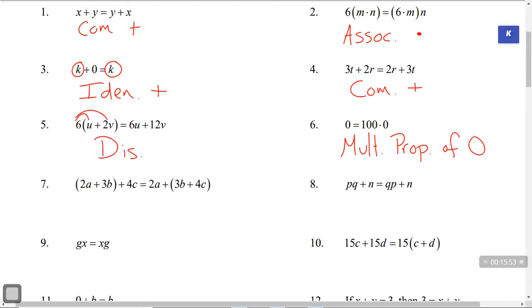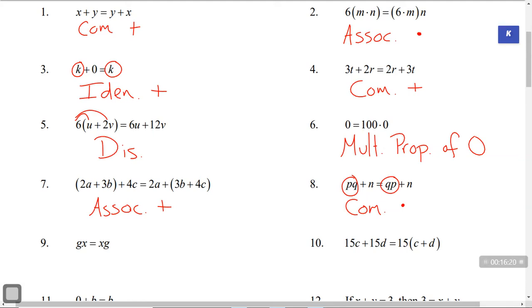In the next one, our terms stayed in the exact same order, but we changed our groupings or our associations. So it's the associative property, and in this case, it's the associative property of addition because we're adding our terms. In this next one, notice what changed. PQ became QP. We changed the order of multiplication. All right, it's our commutative property of multiplication in this case here.